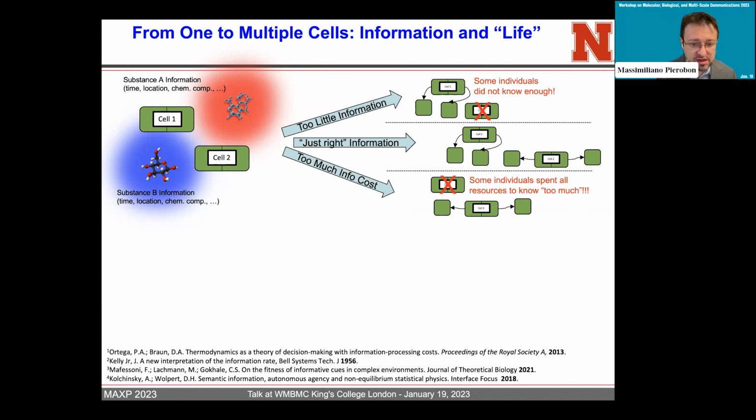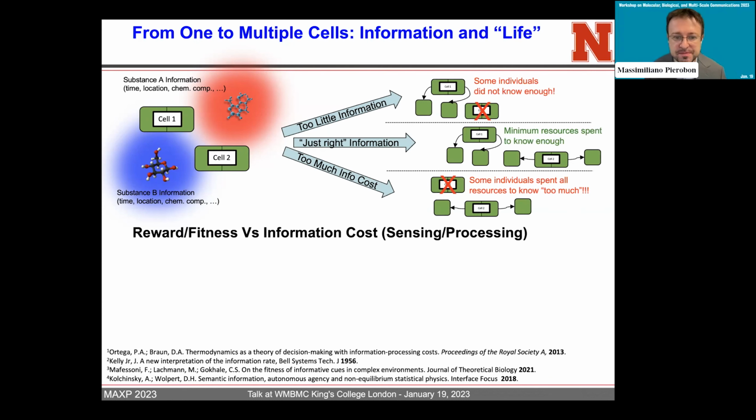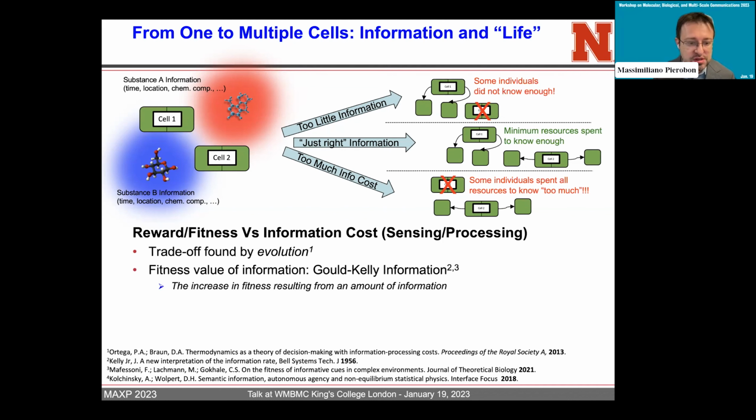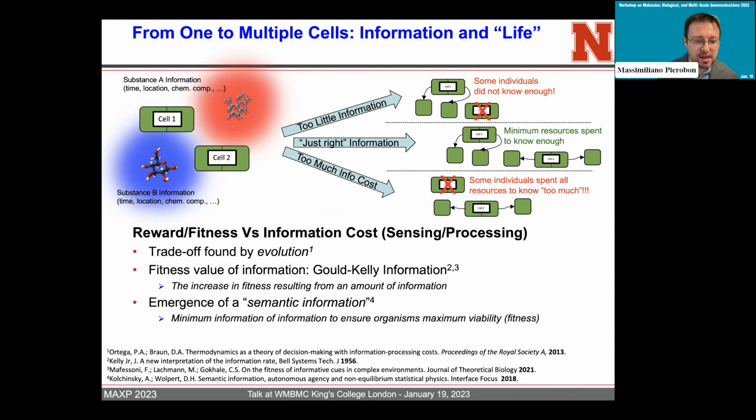There is a great deal of work in the literature to study these kinds of systems. In fact, there is a lot of research that studies rewards, fitness versus the information cost. So how is this trade-off built, especially through evolution? Some researchers also developed a new metric to measure this trade-off, called Gold-Kelly information, which means the increase in fitness resulting from more information versus the cost.